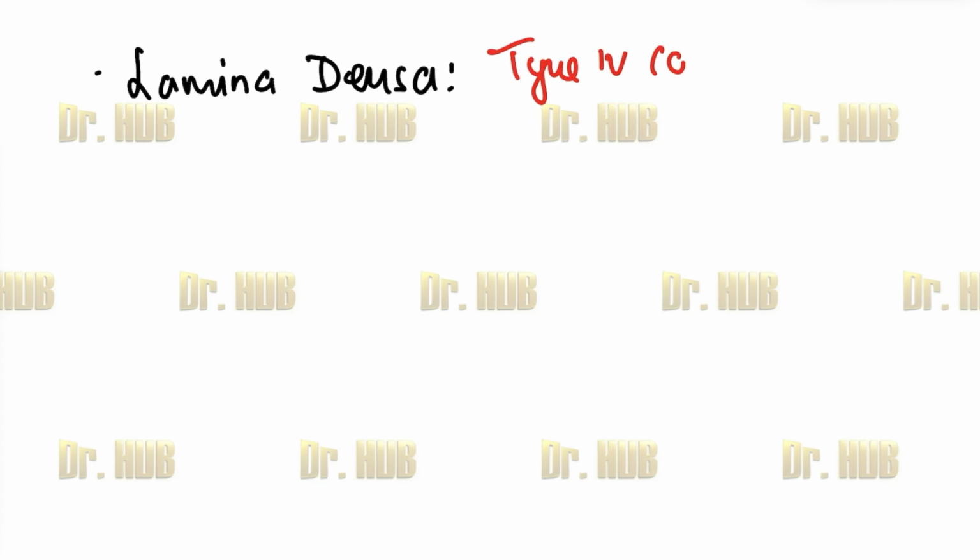Next, moving on to the lamina densa, it contains type 4 collagen and also other proteins like nidogen.